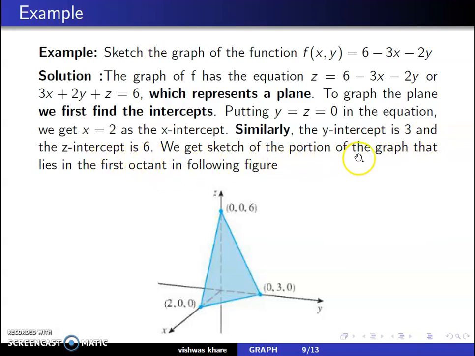We get a sketch of the portion of the graph that lies in the first octant in the following figure. Here it cuts the x-axis at the point (2, 0, 0), it cuts the y-axis at the point (0, 3, 0) and it cuts the z-axis at (0, 0, 6). So this is only the portion of the graph, the required graph.